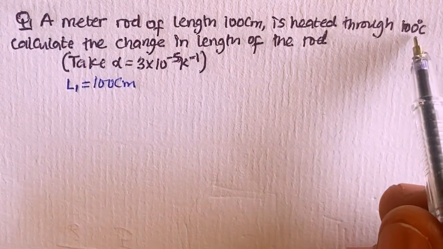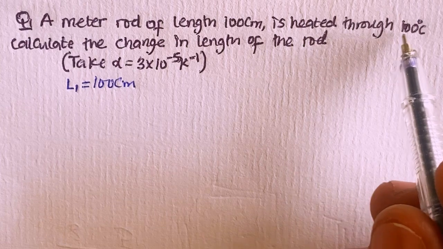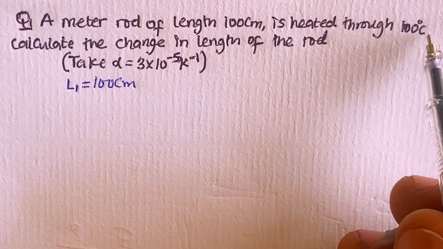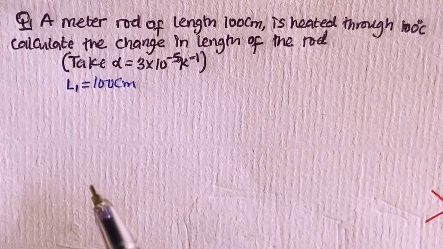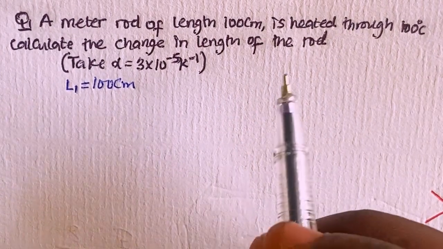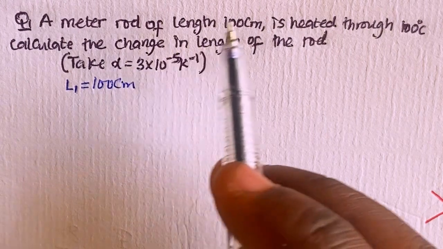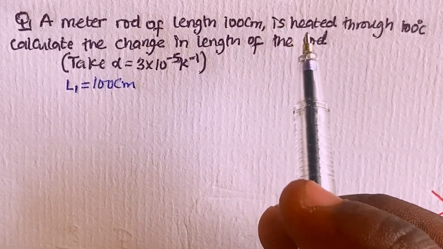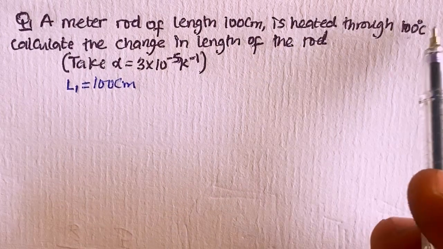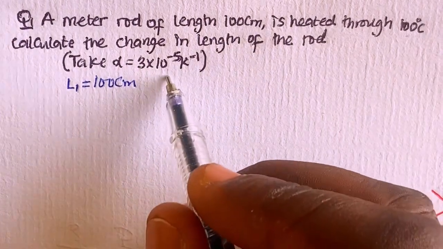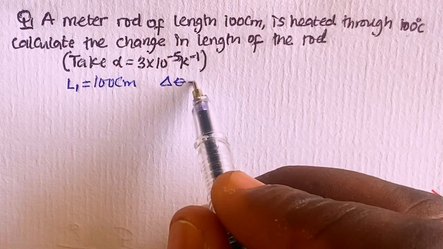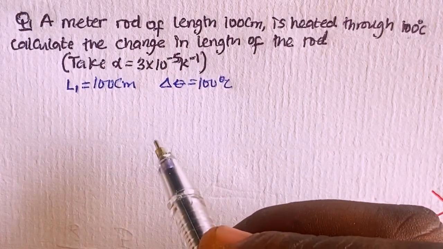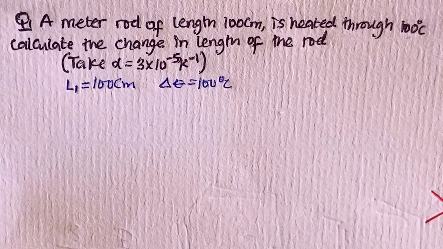That is actually temperature. That means it's heated through 100 degrees Celsius. Calculate the change in length of the rod. Now, this metal rod is already heated, so we are going to have our change in temperature, delta theta, equal to 100 degrees C. Then we are asked to calculate the change in length of the rod.